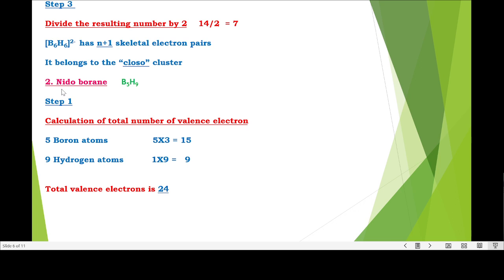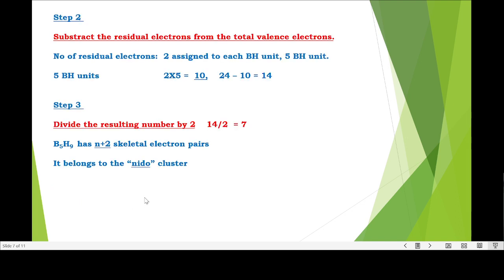And we will see an example for nido borane, that is B5H9. Step 1 is the calculation of the total number of valence electrons. 5 boron atoms we have, so 5 into 3, 15. 9 hydrogens we have, so 9 valence electrons contributed by hydrogen. Total valence electrons is 24.